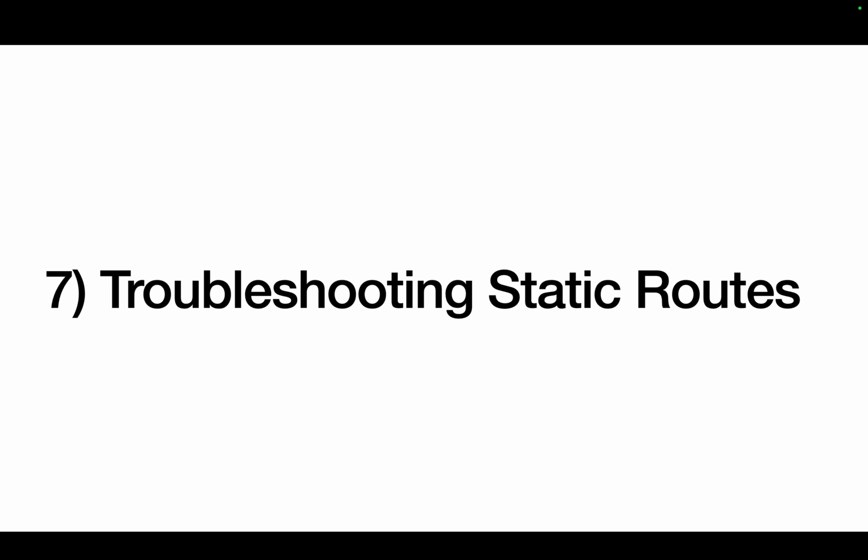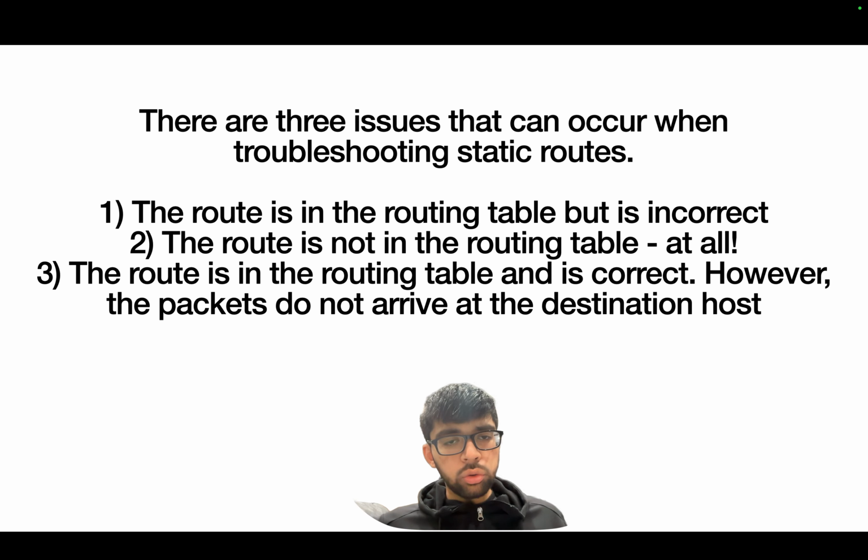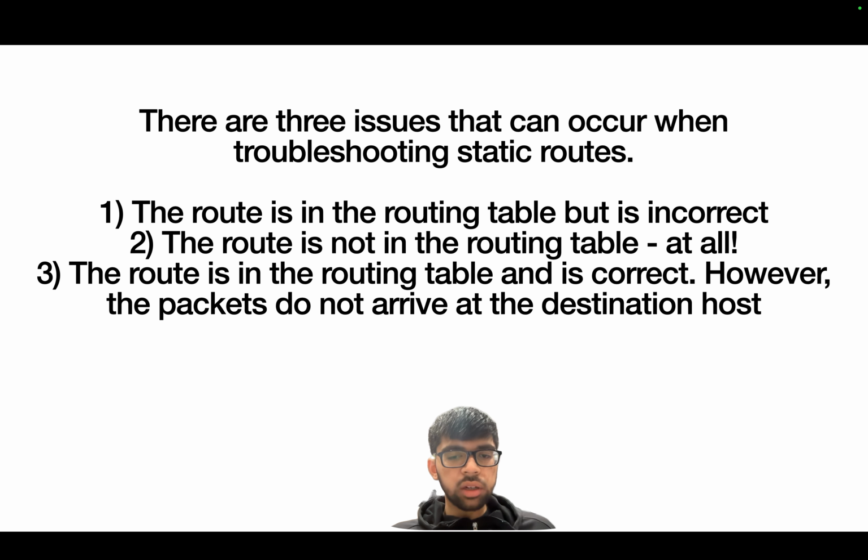Now, finally, troubleshooting static routes. So this is number 7, the last part. There are at least 3 issues that can occur when troubleshooting static routes. So one is that the route in the routing table is incorrect, meaning someone tried to configure a route. The syntax was valid. The way you configured it was fine. So IOS will accept it. However, it wasn't actually correct.